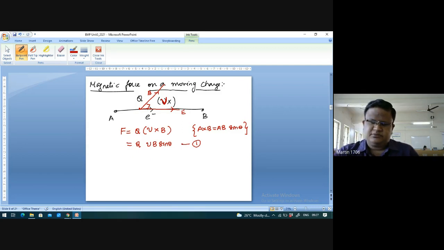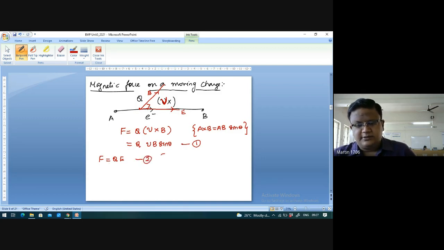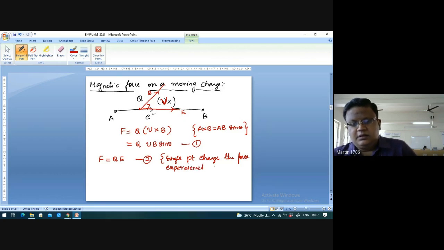But in general, in Coulomb's law we have studied, the force experienced by a single point charge is F is equal to Q into E. This is for a single point charge. This is the general formula we know.